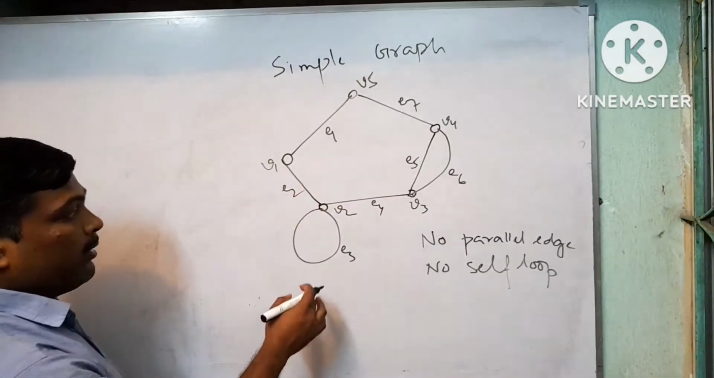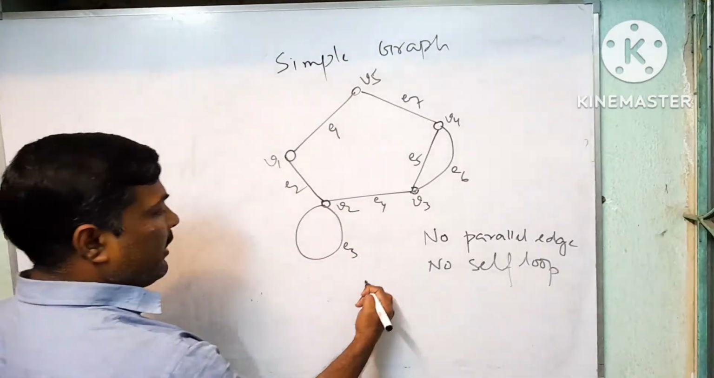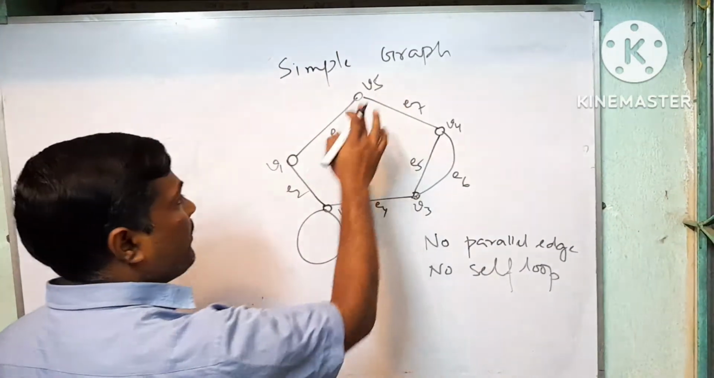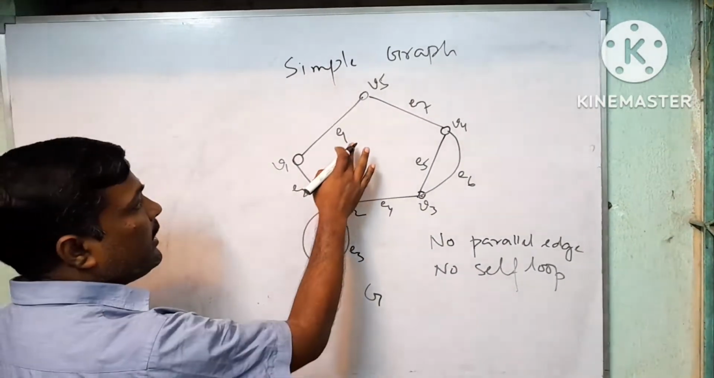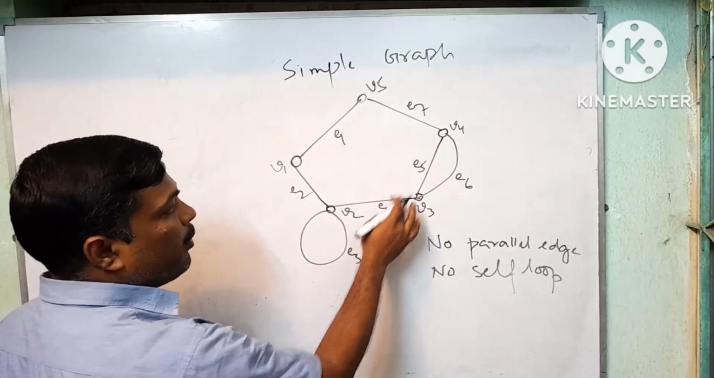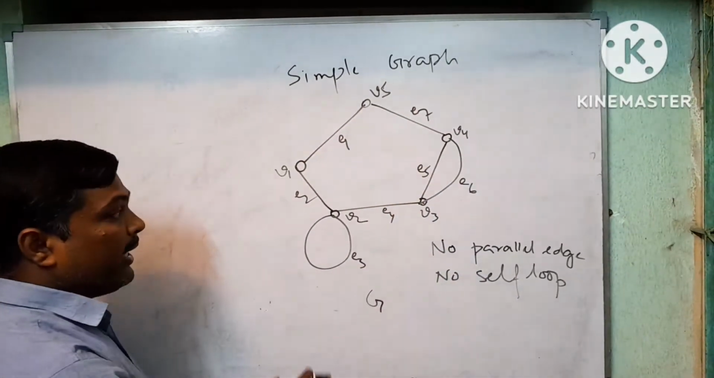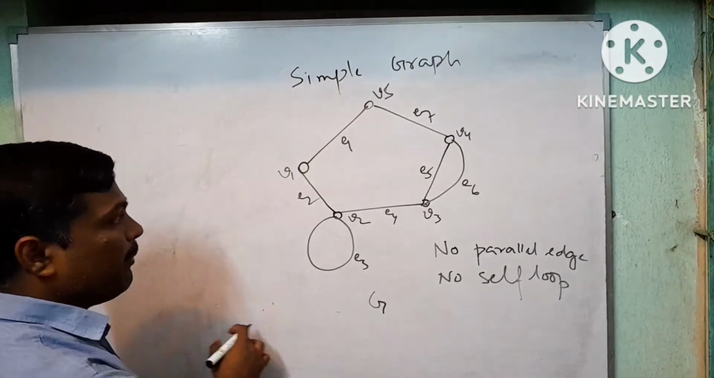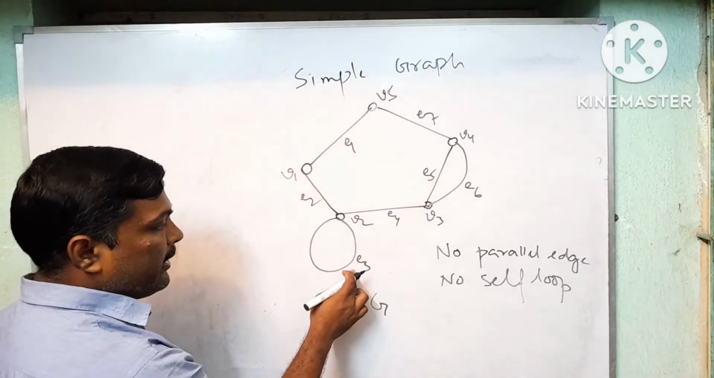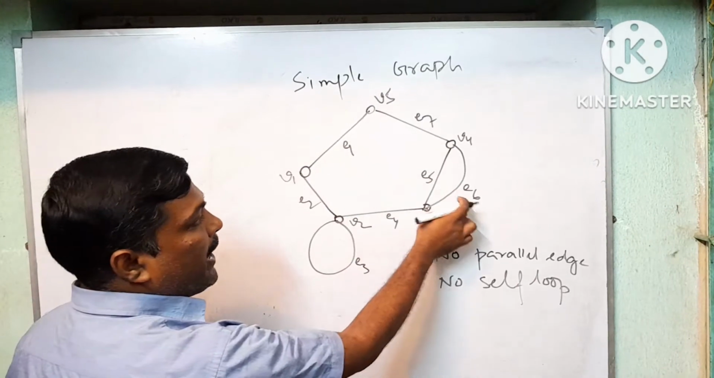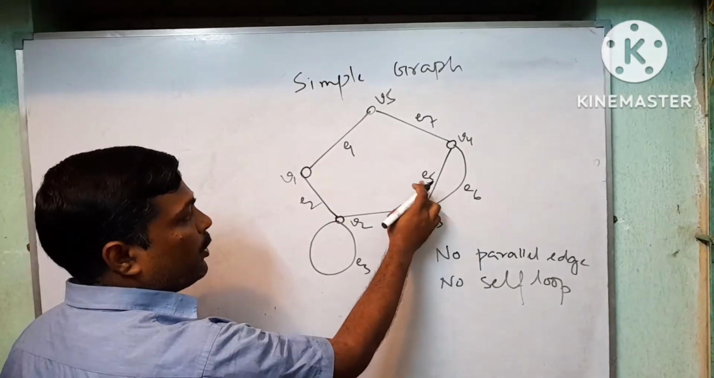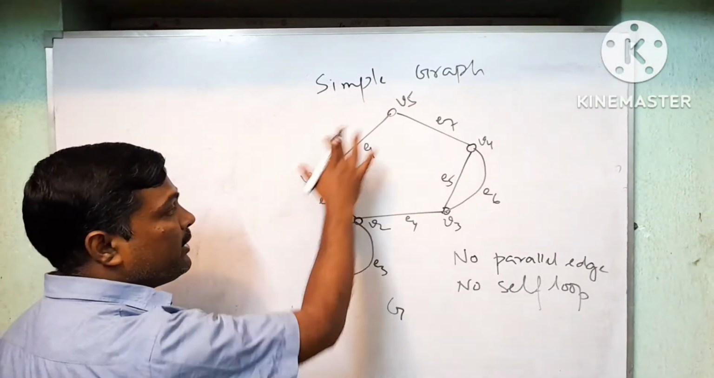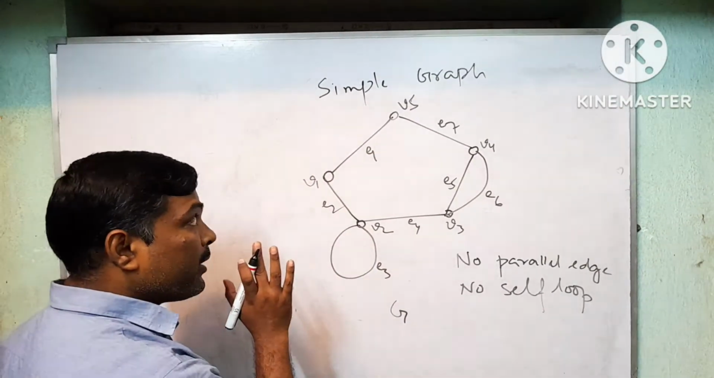Now check this graph. Suppose this is the graph G having vertices V1, V2, V3, V4, V5. So you have 5 vertices and edges E1, E2, E3, E4, E5, E6, E7, 7 edges. This graph G is not a simple graph because it has a self loop E3, and E5, E6 are parallel edges. So this graph is not a simple graph.